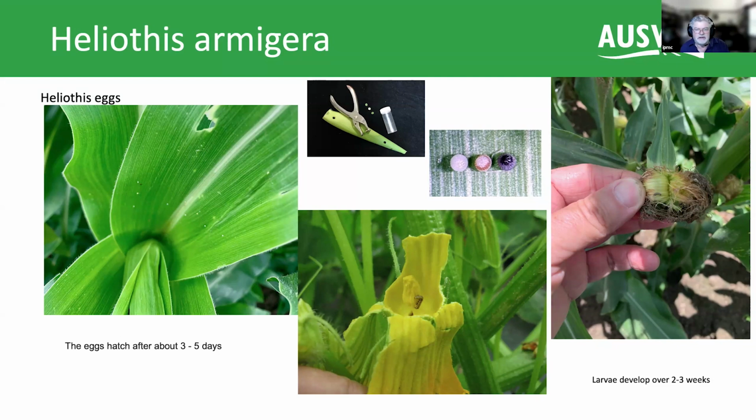Heliothis are particularly difficult to manage as they get larger. The larger caterpillars can shrug off many sprays, unfortunately. Also, getting contact with them in a developing sweet corn crop can be an issue as well.